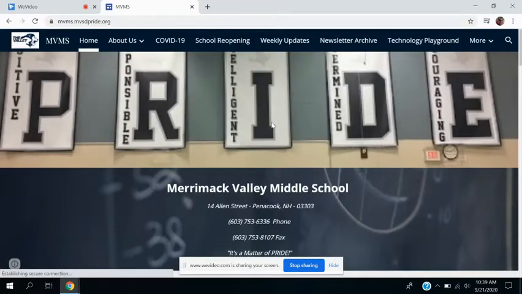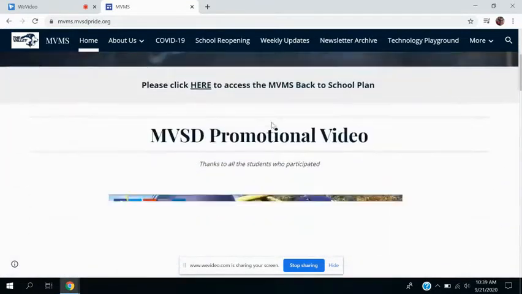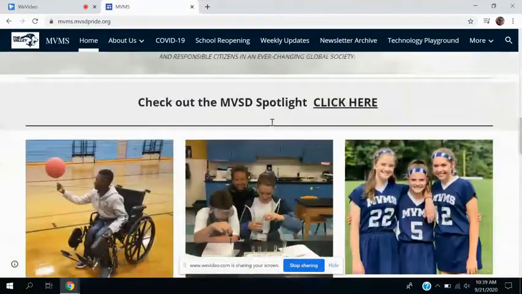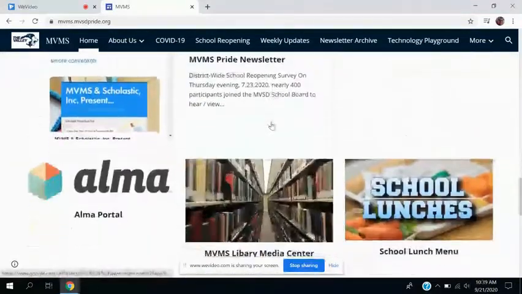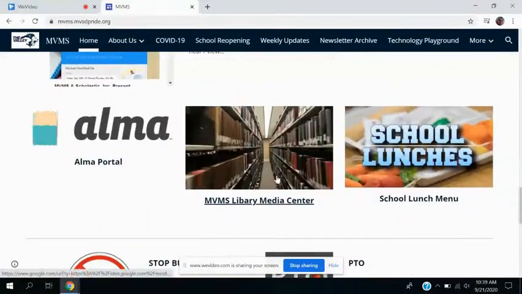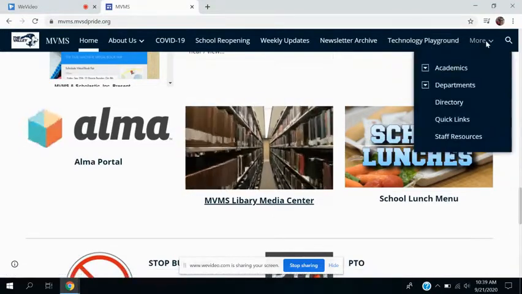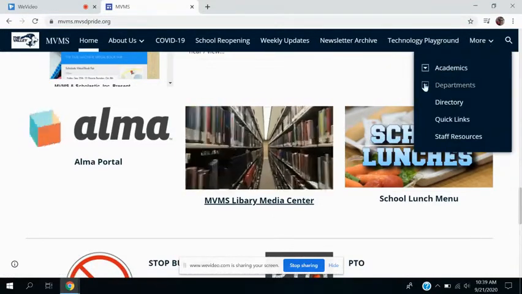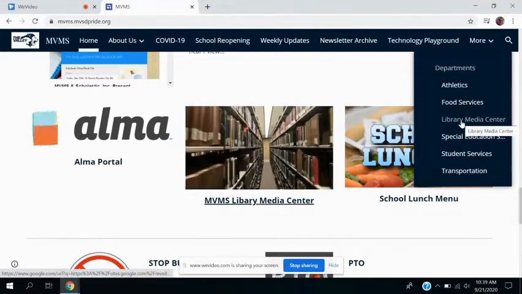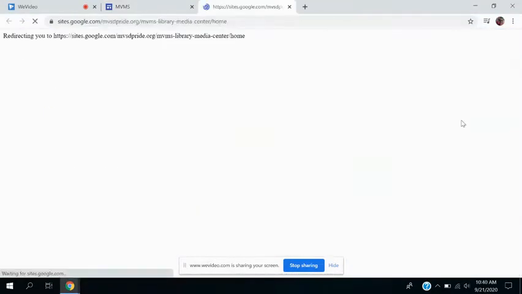our school website. They have hidden the library site a little bit, so it's in two places on the site. If you scroll down, you will get to a little scrolly library, and you can click on the words, not the picture. You can also get to it by going to More, Departments, and Library Media Center. So we're going to click on that.